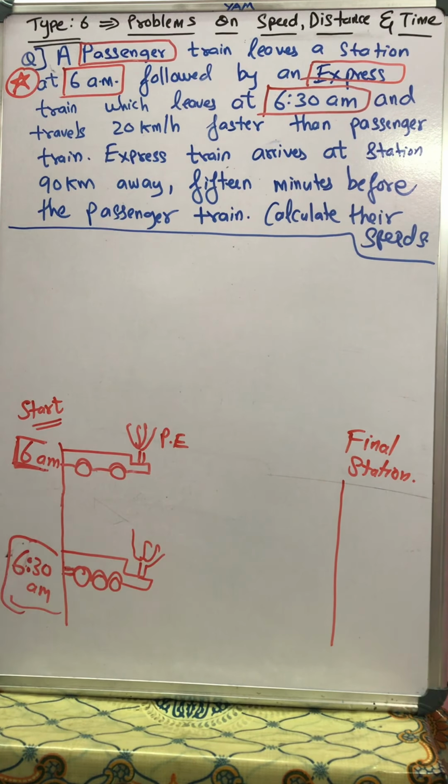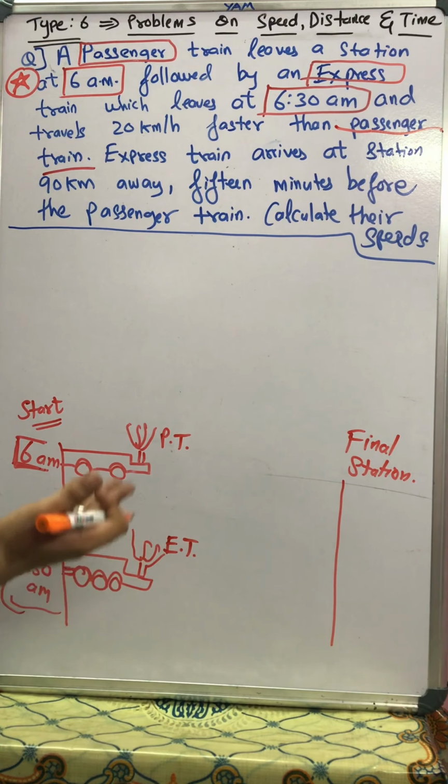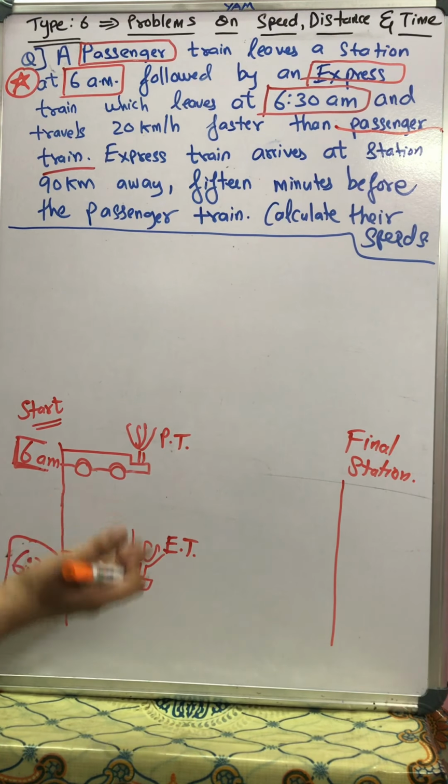A passenger train leaves the station at 6 a.m., followed by an express train which leaves at 6:30 a.m. and travels 20 km per hour faster than the passenger train. Of course, it's an express train. So the express train travels at the speed of what? 20 km per hour faster. 20 km per hour faster than the passenger train.